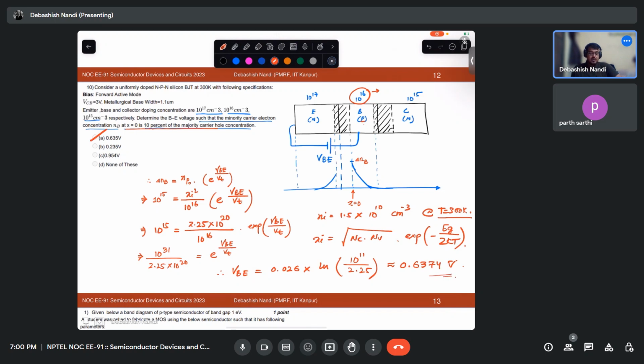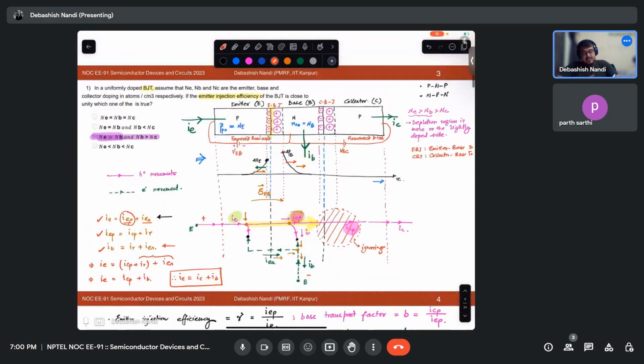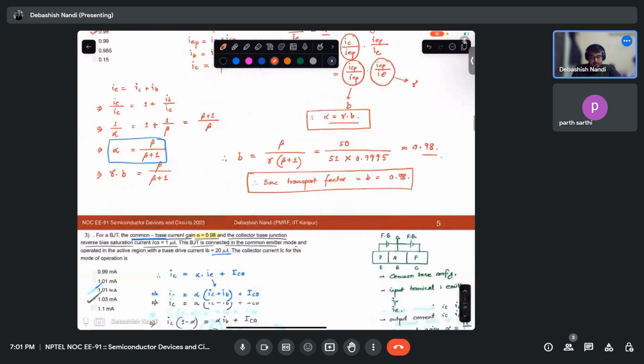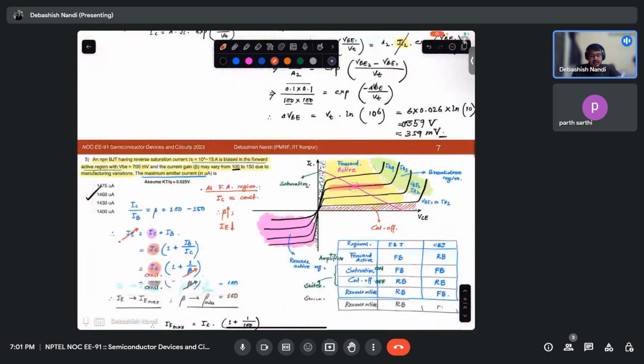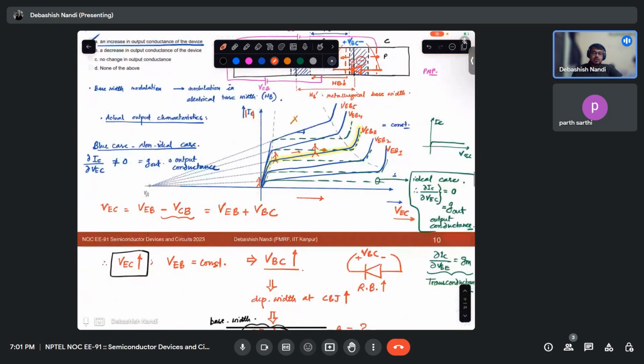Okay. So you remember what the important diagrams in BJT are. From the device point of view, the important diagrams in BJT: first one is this. Second one is the minority carrier concentration diagram. Third one is this current flow diagram. And this is the carrier concentration diagram. Then output characteristics. So this is how you go about solving the BJT problems.